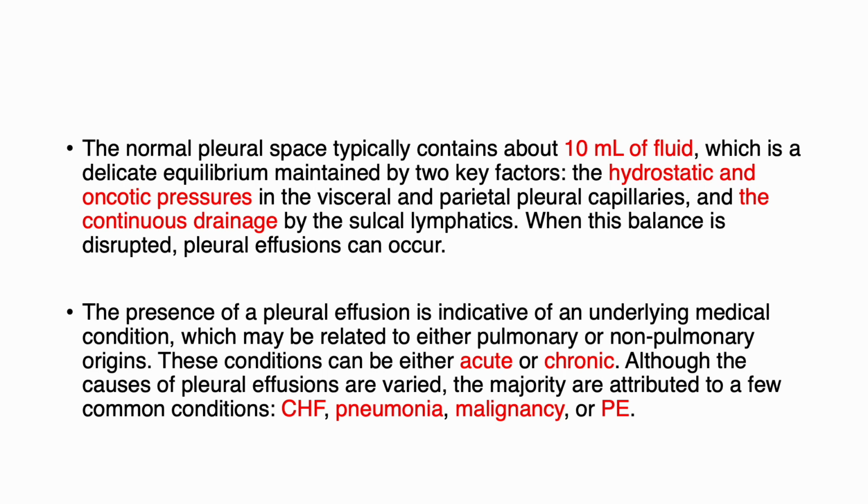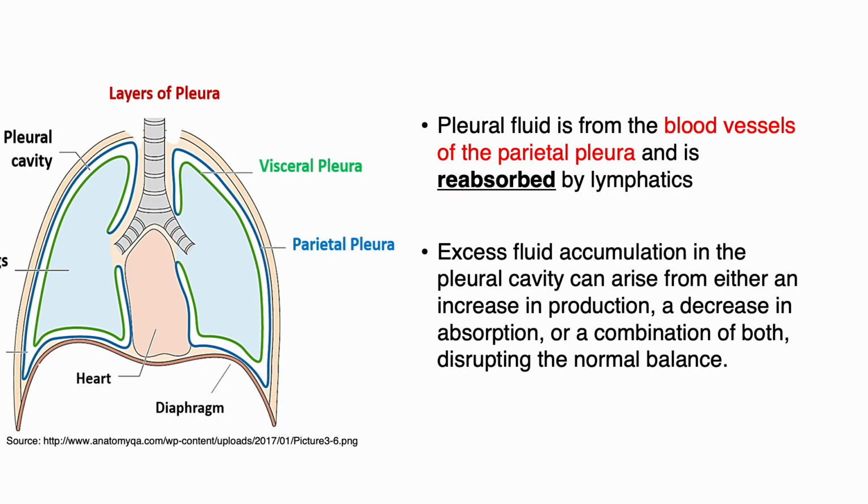Although the causes of pleural effusions are varied, the majority are attributed to a few common conditions: CHF, pneumonia, malignancy, or PE. In a healthy adult, the pleural cavity normally contains only a small amount of fluid serving as a lubricant between the two pleural surfaces. The fluid is from the blood vessels of the parietal pleura and is reabsorbed by the lymphatics located in the dependent areas of the diaphragmatic and mediastinal surfaces of the parietal pleura. The driving force for the movement of interstitial fluid into the pleural space is hydrostatic pressure from the systemic vessels supplying the parietal pleura, resulting in pleural fluid having a lower protein content compared to serum.